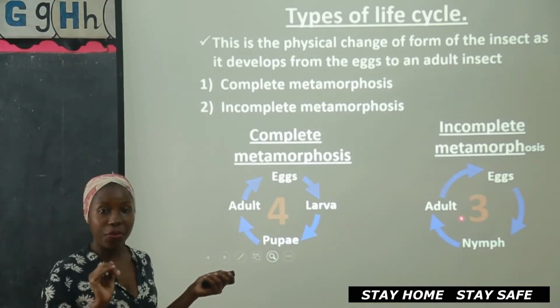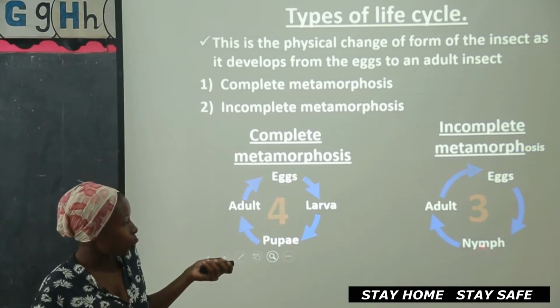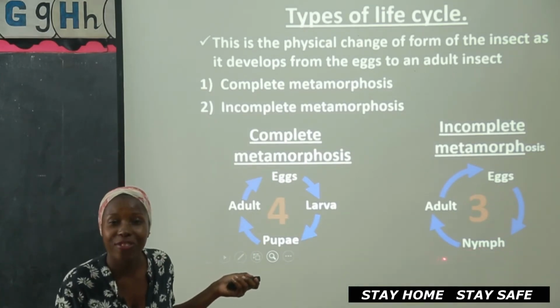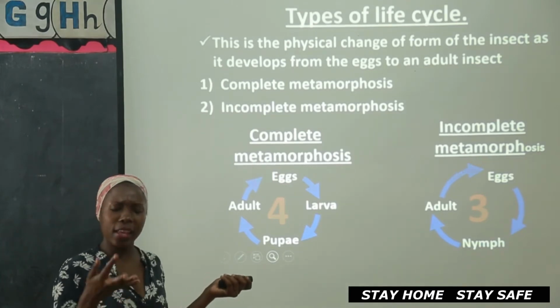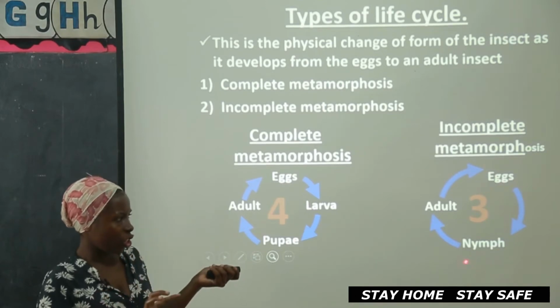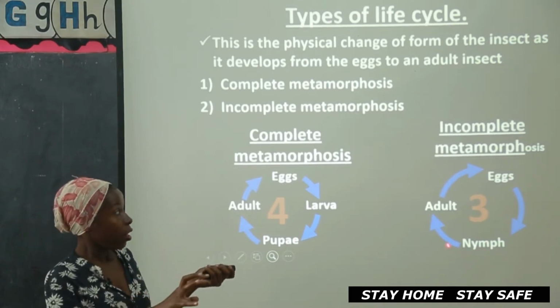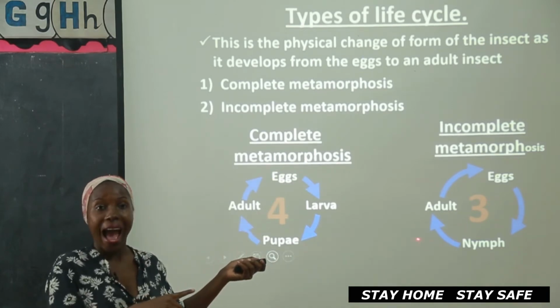It has 3. So the eggs will turn into a nymph. Say it, a nymph. Yes, a nymph is the larva stage also. So it's actually from the eggs you turn into a larva, and then in the incomplete, the larva just goes and turns into an adult.